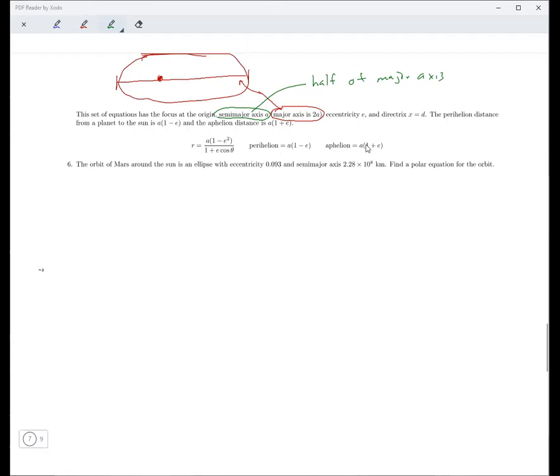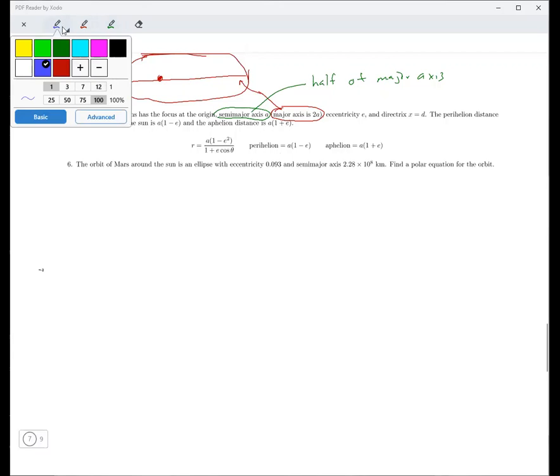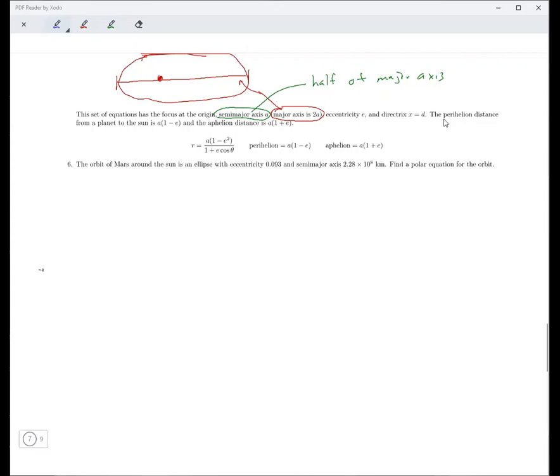Now, planets have two positions that we're going to talk about here. Perihelion is the closest to the sun, and aphelion is the furthest away. So perihelion would be when it's right here.